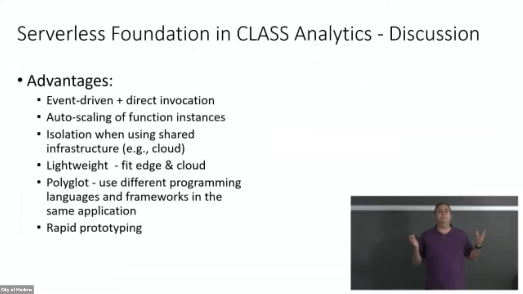So there is a bundle of advantages here that really play directly to one of the core premises of CLASS, which is developer productivity. It's event driven. You can respond to events. You can do direct invocation, auto scaling. The deployment of the function instances are actually isolated, which means you can deploy it on shared infrastructure safely, such as a commercial cloud. It's lightweight enough to fit both on edge nodes and on cloud scale. It's polyglot, so you can deploy in many different programming languages and frameworks, and it works with rapid prototyping.